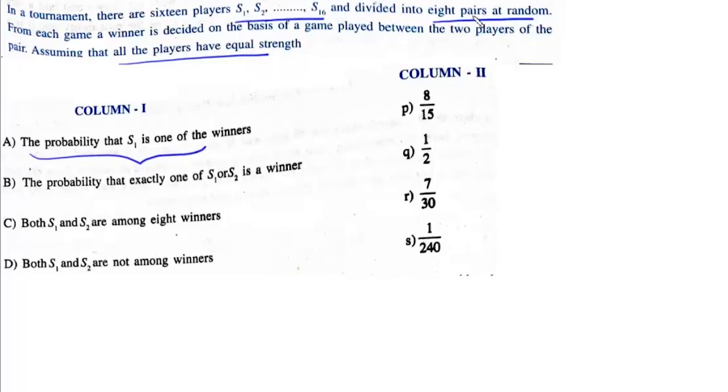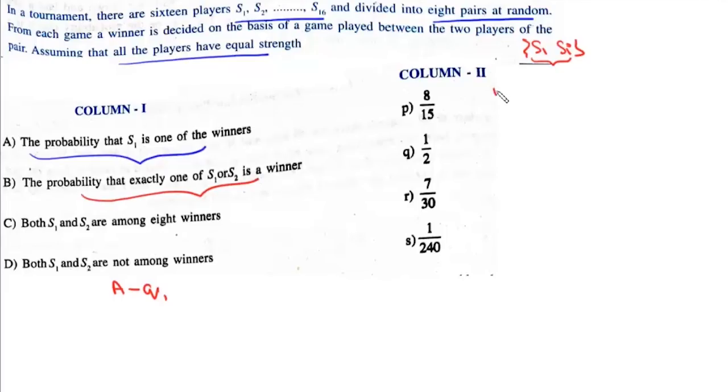Now in the first phase we have divided the 16 players in 8 random pairs. Now this S1 will be paired randomly against any player Si, where i varies from 2 to 16. Now S1 is going to be among the winners if S1 wins his or her match against Si, and the probability of S1 winning against Si is 1 by 2. So clearly the probability that S1 is one of the winners is 1 by 2. So this A matches with Q.